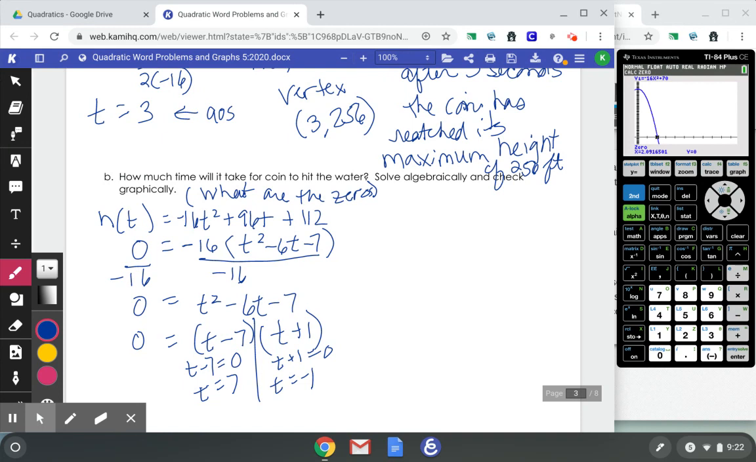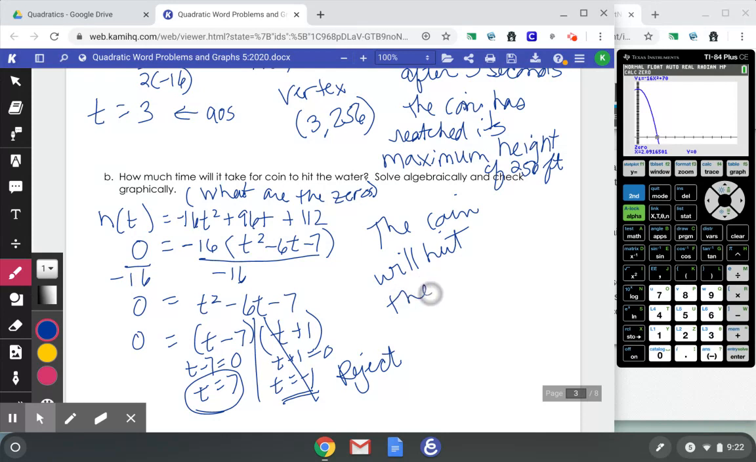Now remember, t is time. I can't have negative time when this coin hits the ground. So I'm going to reject the negative possibility. So this is going to be my answer. The coin will hit the water after 7 seconds.